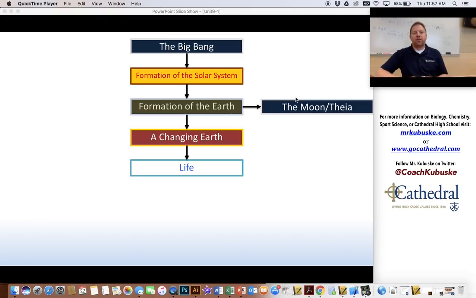So we're still talking about evolution. Last time we talked about the formation of all the pieces necessary for life on this planet, starting with the Big Bang and working our way through. So now we're actually ready to talk about how life could have started on this planet.